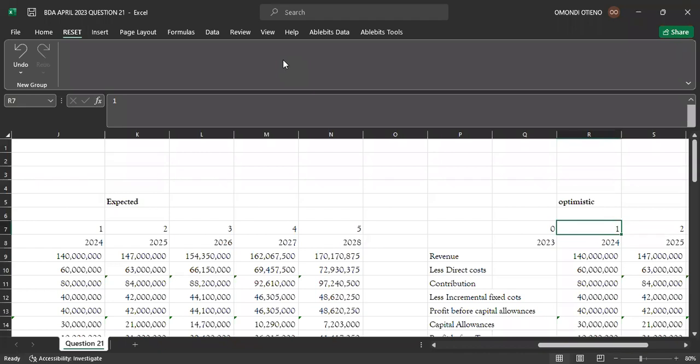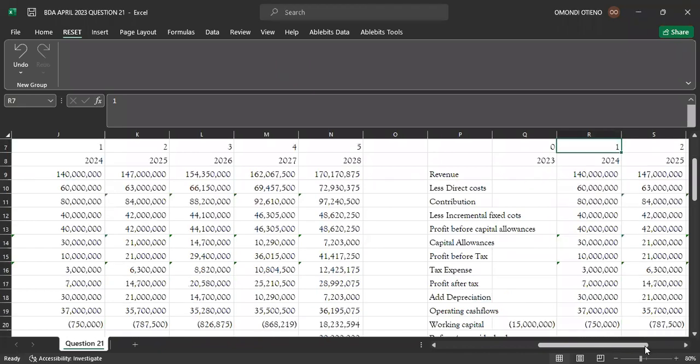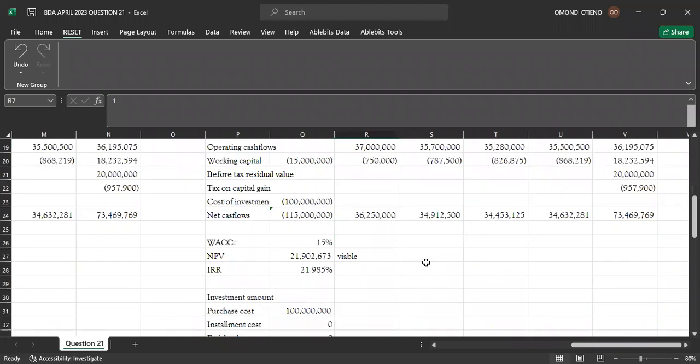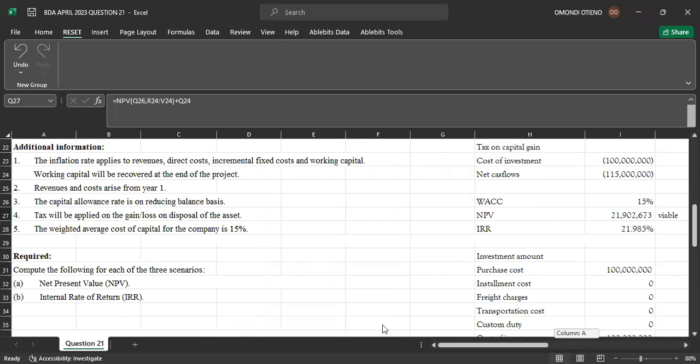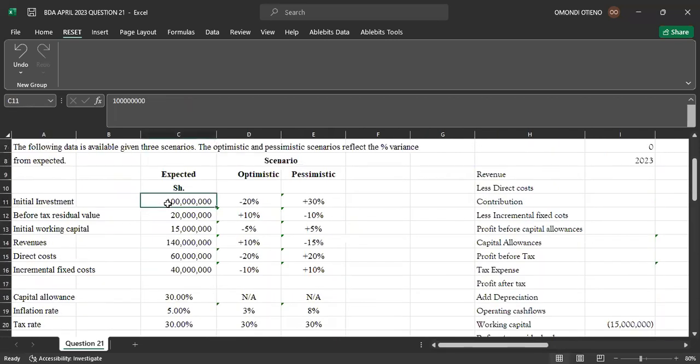So once you've done that, come down here and check something that is very interesting. Is the figure still correct the way it was? Is it still correct? So our NPV is still correct the way it was given there. So now you come to this part here. First of all, the initial investment. What are they telling us under optimistic? We are reducing it by 20%. So it means the optimistic will be 80% of expected. Is it? Optimistic is less by 20%.